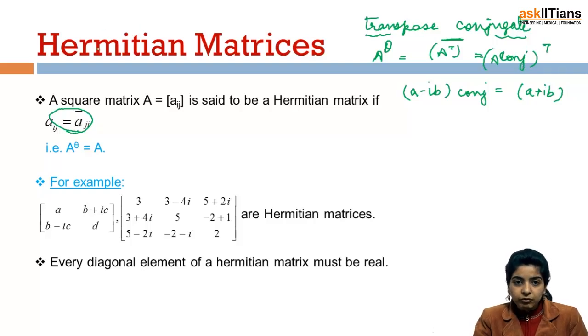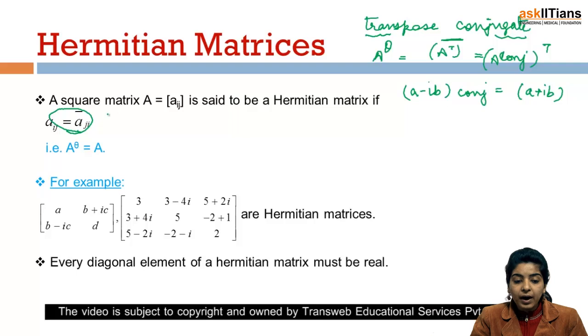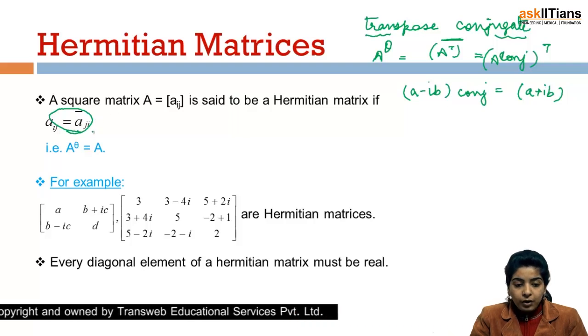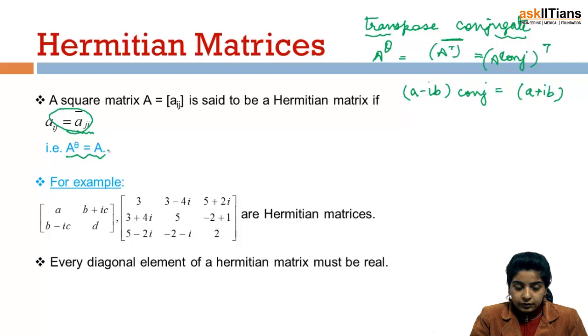So now we come to the definition of Hermitian matrices. A square matrix, A equal to [aij], is said to be Hermitian if aij is equal to a bar ji. We have taken the transpose, so ij becomes ji, and then we have taken the conjugate. Or A theta is equal to A, right?